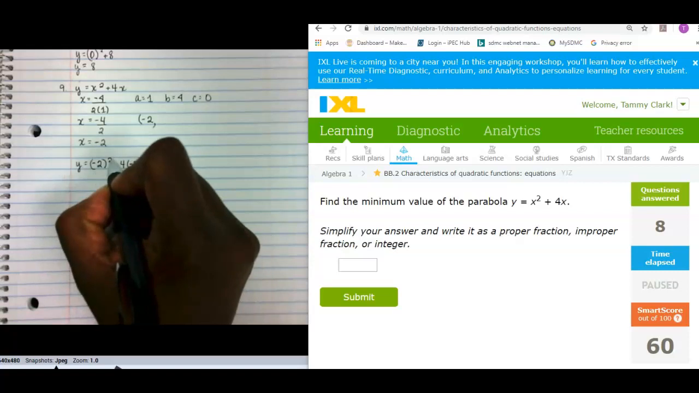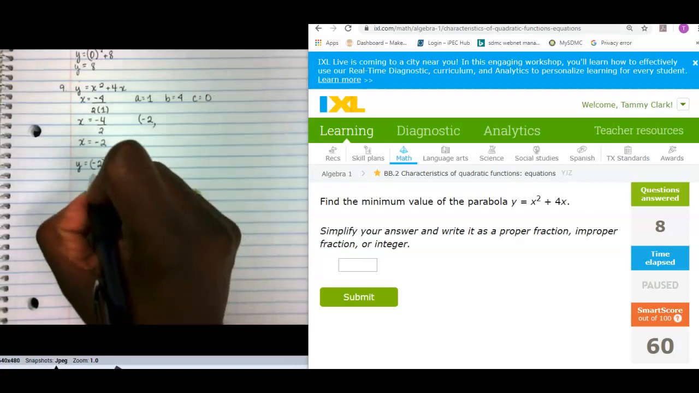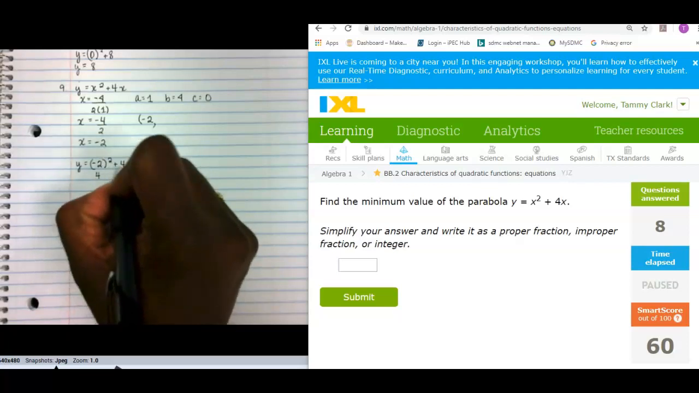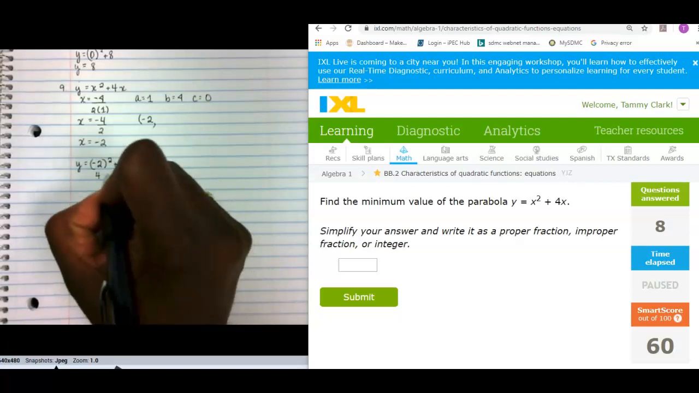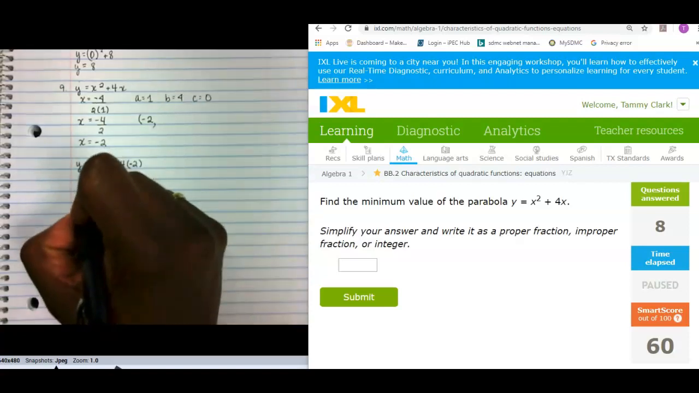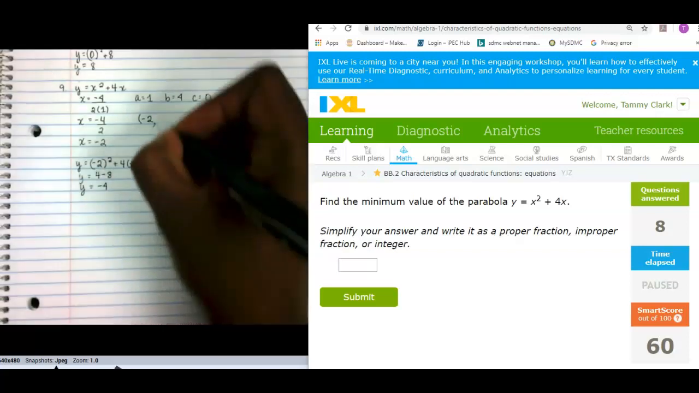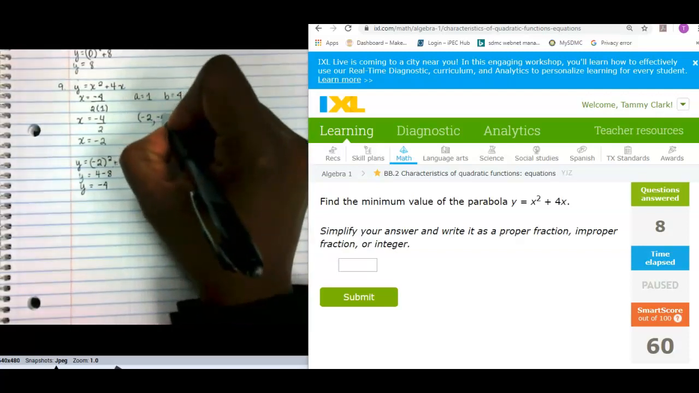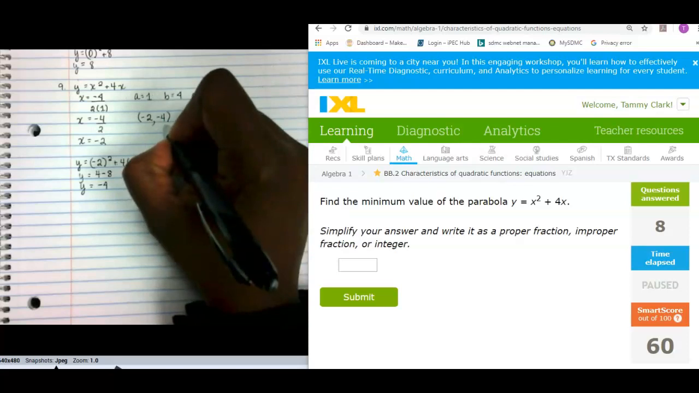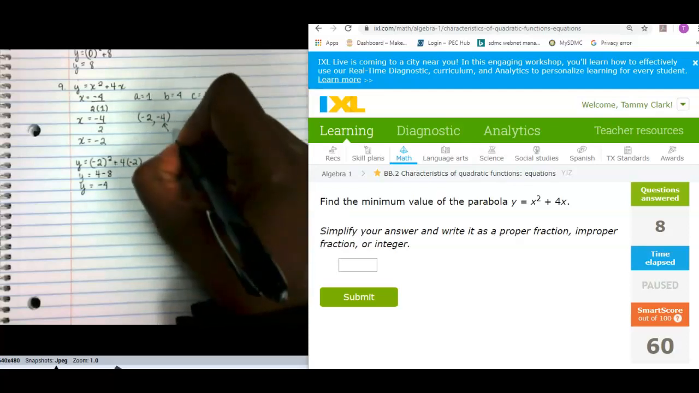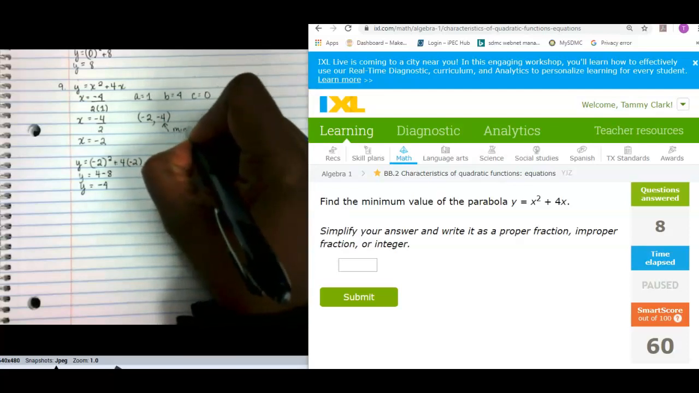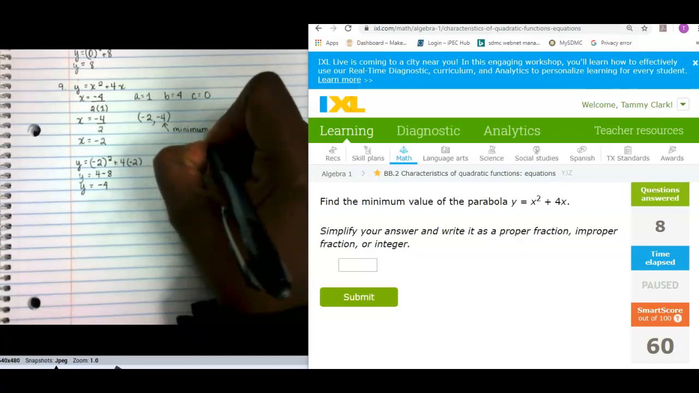So -2 times -2 is +4, plus 4 times -2, which is -8. So we can say 4 minus 8. Y, therefore, is -4. So the y value of our vertex is -4. Remember, the y value tells you your minimum or your max value.